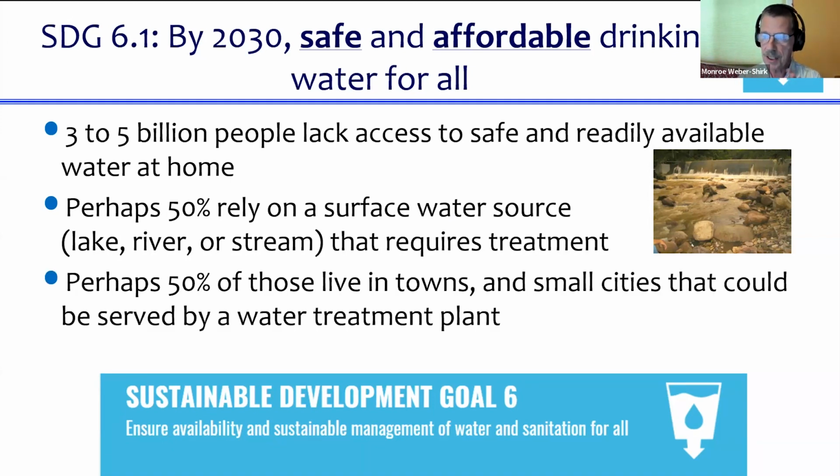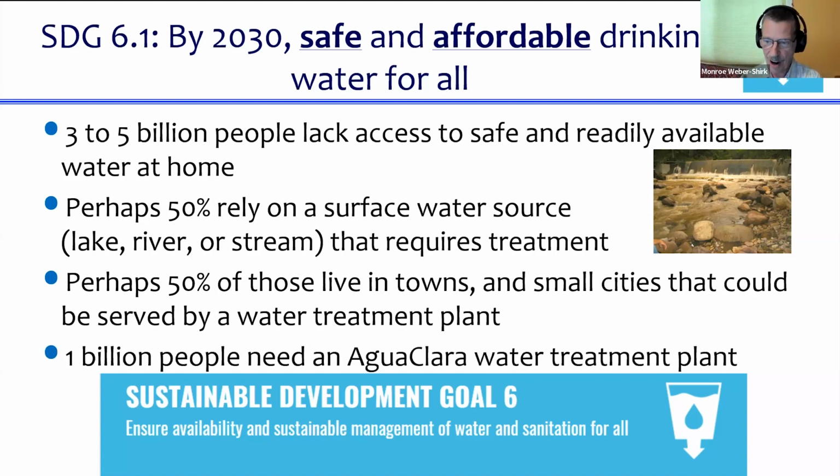And then perhaps 50% of those people that have surface water sources live in towns and small cities that could be served by a water treatment plant. And that's now getting down to our problem. Perhaps 1 billion people need a water treatment plant and could benefit by using an AguaClara water treatment plant.